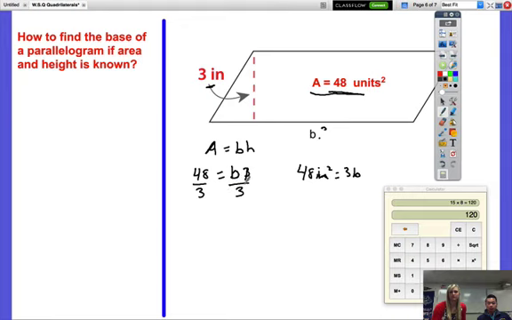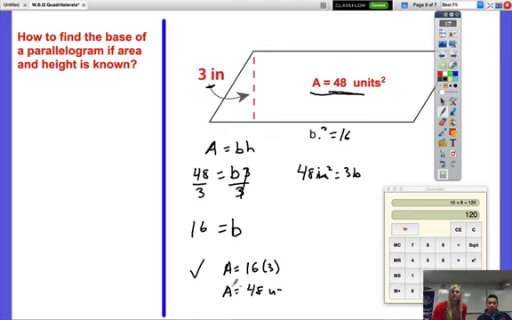And then 3 divided by 3 becomes just 1b. We just don't write that 1. And then 48 divided by 3 is equal to 16. So my base here is going to be 16. Last step, make sure you check. So I get area is equal to base, which is 16 times 3. So therefore the area is equal to 48 units squared. So that checks out. So my final answer, the base is 16.